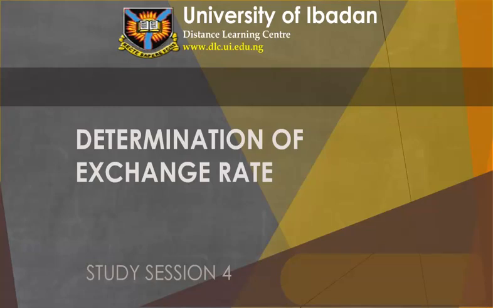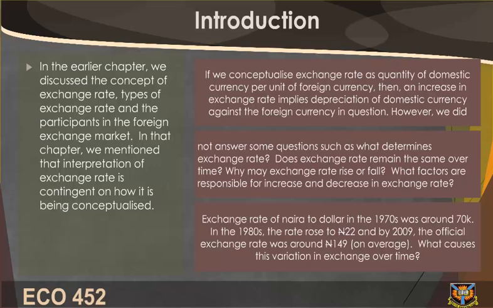Study Section 4. Determination of Exchange Rate. Introduction. In the earlier chapter, we discussed the concept of exchange rate, types of exchange rate, and the participants in the foreign exchange market. In that chapter, we mentioned that interpretation of exchange rate is contingent on how it is being conceptualized. If we conceptualize exchange rate as quantity of domestic currency per unit of foreign currency, then an increase in exchange rate implies depreciation of domestic currency against the foreign currency in question.